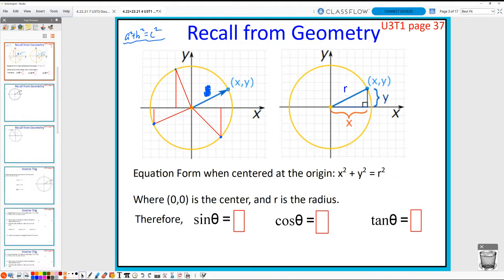This is all from geometry, so I hope that this makes sense and it's kind of coming back to you. But with this information, I can quote unquote rename, restate, redefine my sine, cosine, tangent as sine being y over r, cosine as x over r, and tangent as y over x. Even though I'm using opposite over hypotenuse, adjacent over hypotenuse, opposite over adjacent, I can use the variables x, y, and r. And this is going to be very helpful in what we're doing today.